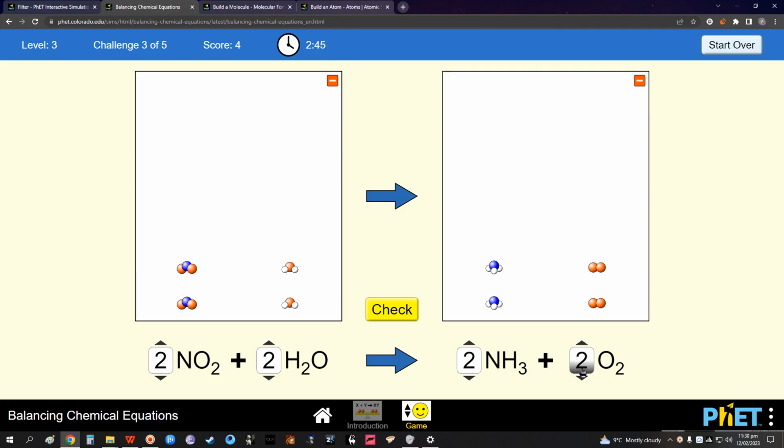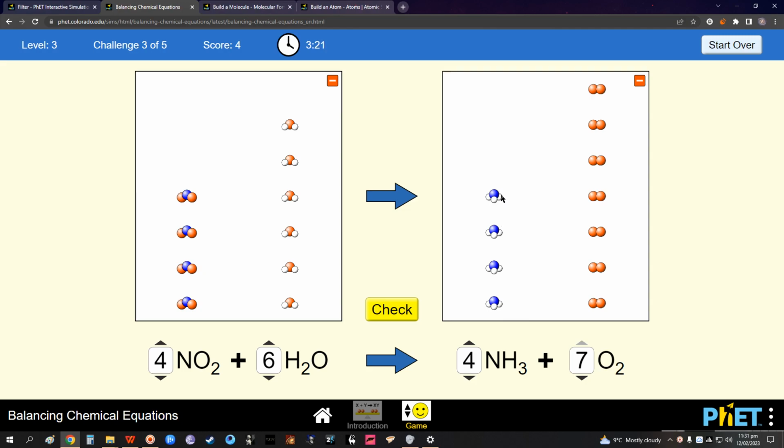Okay, so we need to balance ammonia. 6 hydrogens, 2 nitrogen, 1, 2, 3, 4, 5, 6, 7, 8. Okay, so that's also the problem. We're going to go to 6 of these, 4 of these, 4 of these, and 4 of these. So how many hydrogens, oxygen do we have? 1, 2, 3, 4, 5, 6, 7, 8, 9, 10, 11, 12, 13, 14. 14 of these. So we're going to go to 7 of these, right?